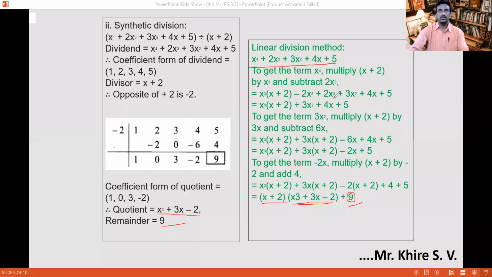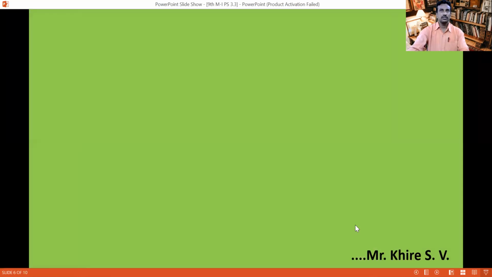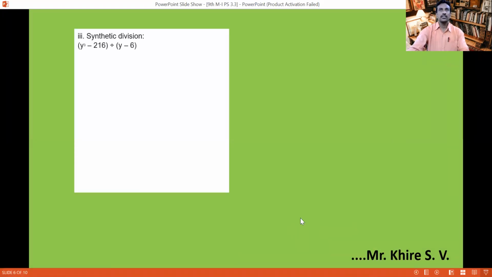Okay. Now similarly, you have to solve all remaining examples. Therefore, quotient in both the cases is x cube plus 3x minus 2 and remainder is 9. So you can solve all these examples by using the same method.